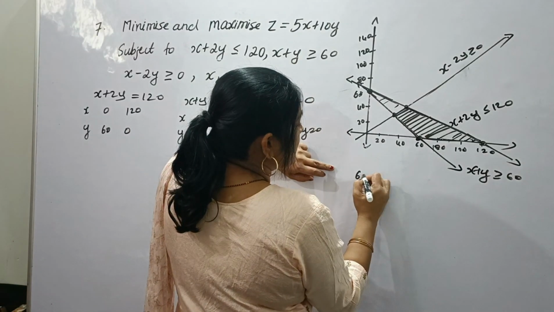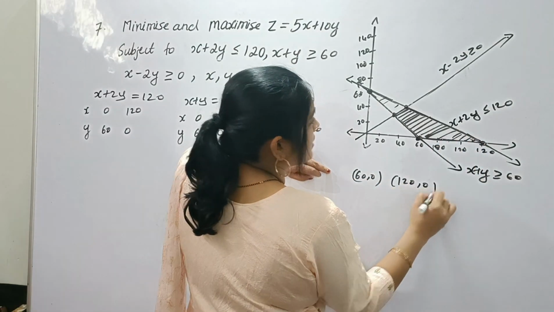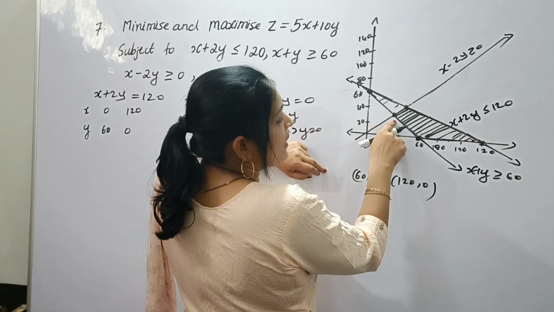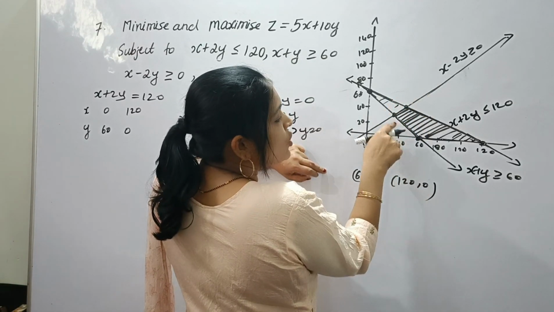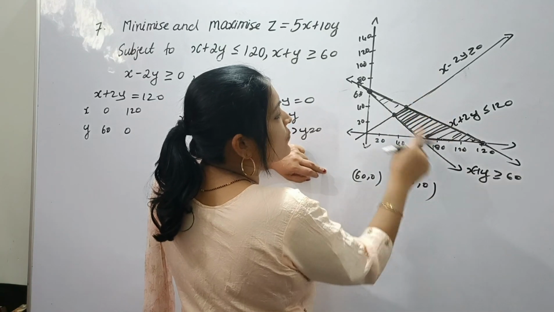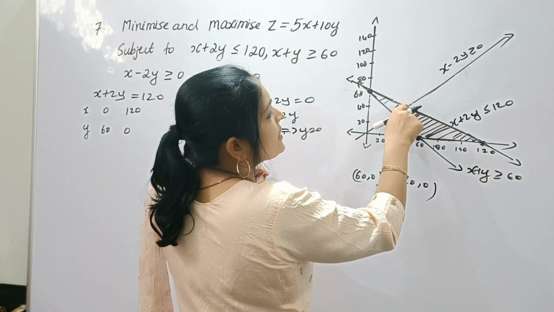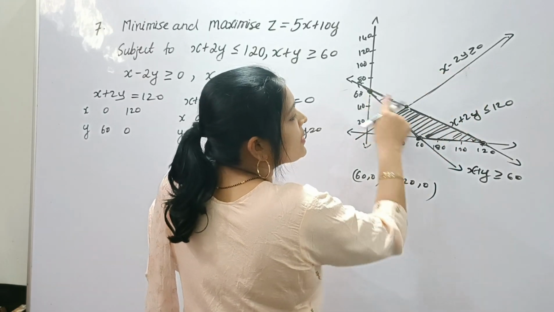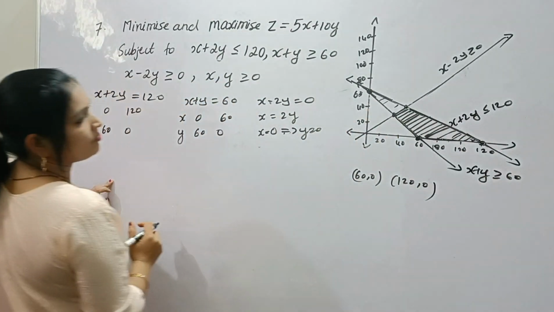Here it is (60, 0). This point is (120, 0). This one we have to find; it is the intersection of this line and this line. So by solving these two equations, we will get this point. And this point is the intersection of this line and this line. Now let's find these points.